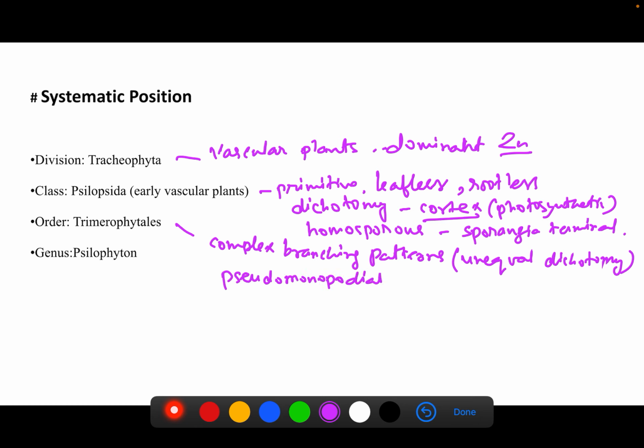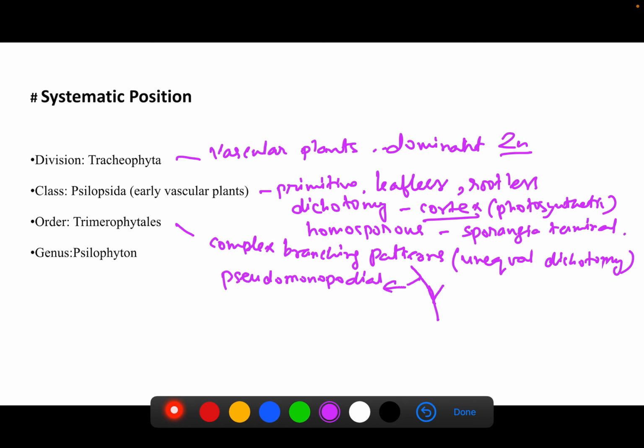Pseudomonopodial means, see here, this is dichotomy, isn't it? Now here what will happen? In this case you don't know which is the primary axis, but suppose if I increase it like this, then it appears that this is the primary axis and this is an offshoot which is occurring. So this appears as the primary axis, and what appears as primary axis is what we call pseudomonopodial.